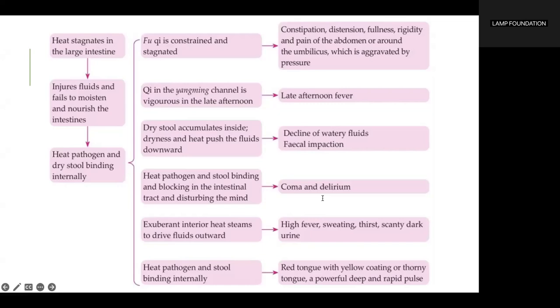This pattern is caused by an exuberant heat pathogen and excessive sweating, or by incorrect treatment with medicinals to induce sweating, all of which leads to an excessive dry heat pathogen which binds with stool and blocks the intestinal tract. Heat can arise in the large intestine due to prolonged intake of substances that have a hot energy, such as lamb, alcohol, chili, and fried food. Exogenous pathogenic qi can penetrate into the Yang-Ming aspect and generate heat in the large intestine.